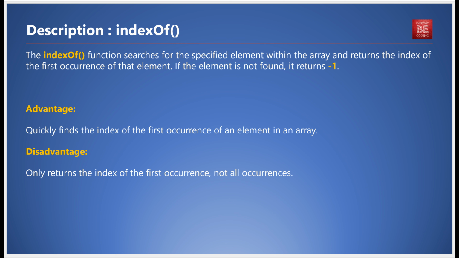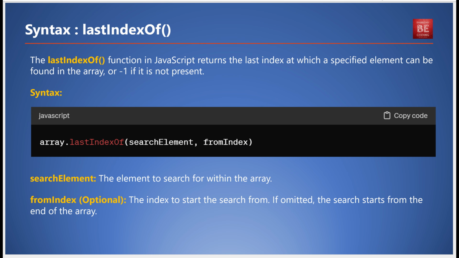The benefit of this function is that it swiftly finds the index of the first occurrence of an element in an array. However, the downside is that it only returns the index of the first occurrence, not all occurrences. Now, let's switch gears to the lastIndexOf function. This function is similar to indexOf, but with a twist. It returns the last index at which a specified element can be found in the array, or negative one if it's not present. The syntax is almost identical to indexOf: array.lastIndexOf(searchElement, fromIndex).